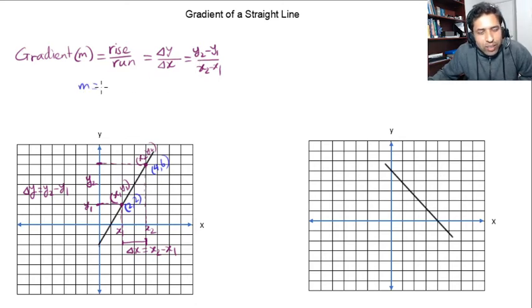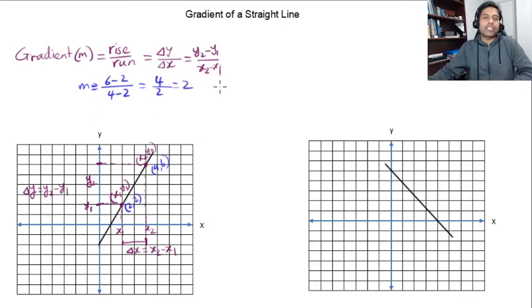So what is the gradient of this line? With 2 points, y2, in this case 6, minus y1, which is 2, over x2, which is 4, minus x1, which is 2. That gives 6 minus 2, which is 4, over 4 minus 2, which is 2. So our gradient is 2, which is positive. Even if we are given a straight line, we can draw a right angle triangle and see the horizontal and vertical movement, and anywhere on this line the gradient will be the same.